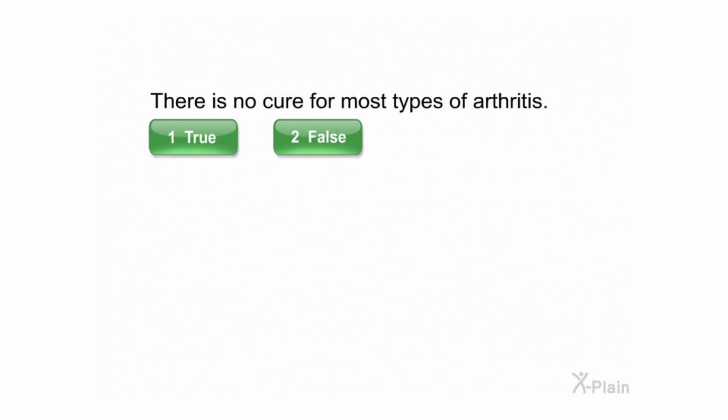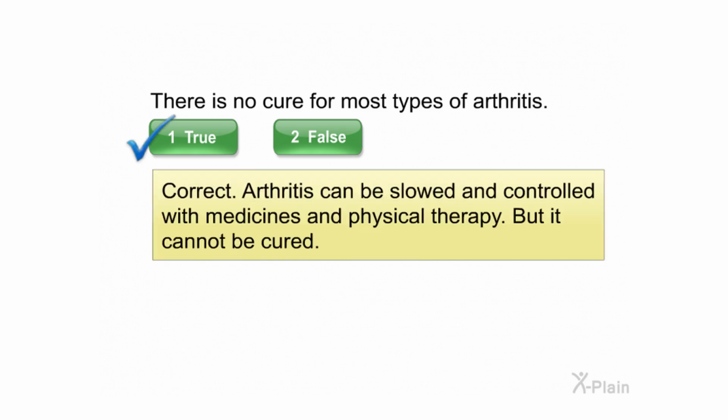Select true or false. Correct. Arthritis can be slowed and controlled with medicines and physical therapy, but it cannot be cured.